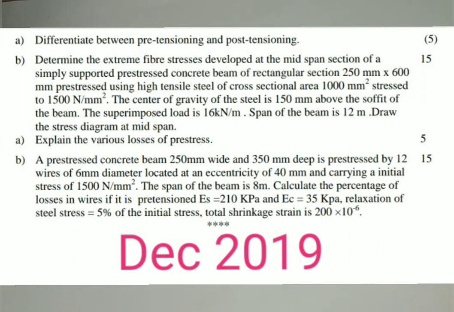Now the second question: determine the extreme fiber stresses developed at the midspan section of a simply supported pre-stressed concrete beam of rectangular section 250 mm by 600 mm, pre-stressed using high tensile steel of cross-sectional area 1000 mm square, stressed to 1500 Newton per mm square. The center of gravity of steel is 150 mm above the soffit of the beam. Superimposed load is 16 kN per meter. Span of beam is 12 meter. Draw the stress diagram at midspan.